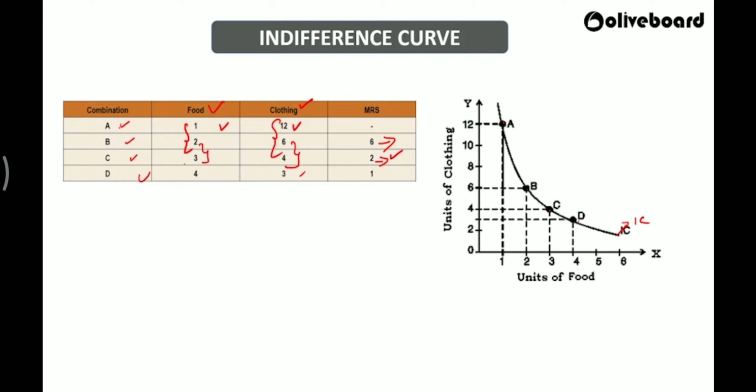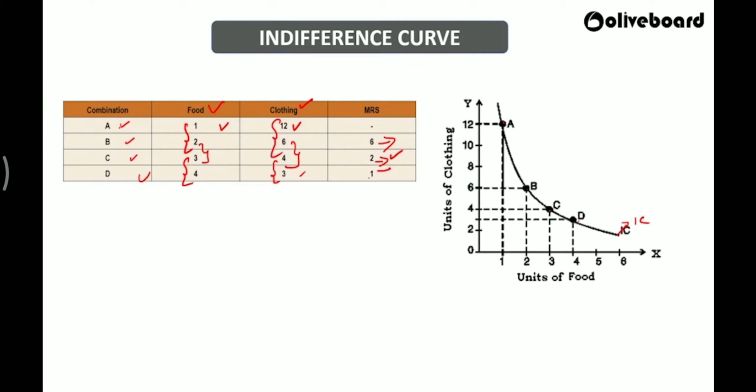Next, the D combination: I'm increasing from 3 units of food to 4 units, which means one more unit of food. Again, to get one more unit of food, I have to give away something in clothing. From 4, I'm coming down to 3. So I'm giving away one more unit of clothing. Beyond this, I won't give.